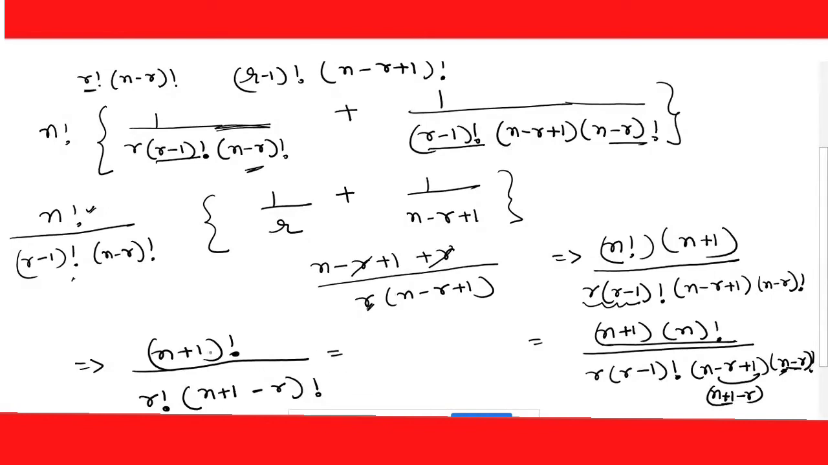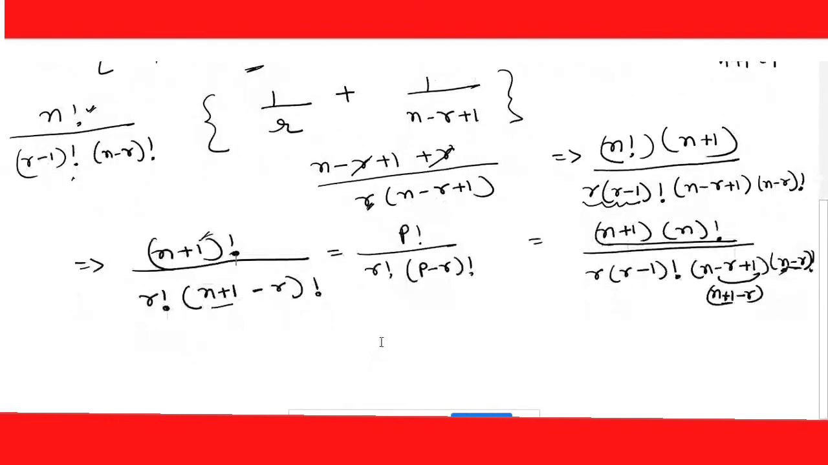So now it becomes in the form of C. If I take n plus 1 as p, it becomes p factorial over r factorial, p minus r factorial in the format, if you observe. That means pCr. In this way it becomes n plus 1 Cr. Open page number 151 of your textbook.